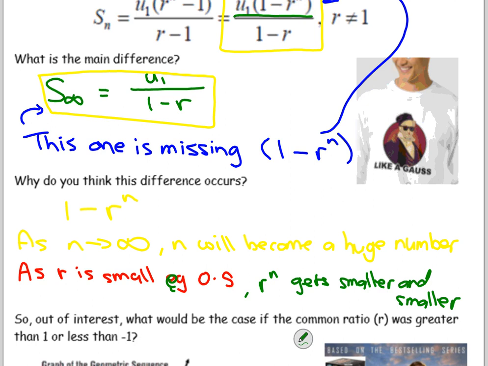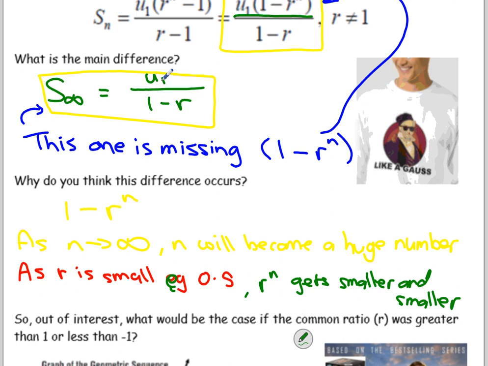So that's why the infinite series formula cuts off this part, because the r to the n value is going to become almost 0 by the time n approaches infinity. The r to the n will get closer to 0, exactly. So as n becomes a big number, like 5 million, and r is a small number, like 0.2, 0.2 to the power of a million is so close to 0, you may as well consider it to be 0. And 1 minus 0 is just going to be 1. So it's like saying u of 1 times 1. So that's why we just write u of 1.